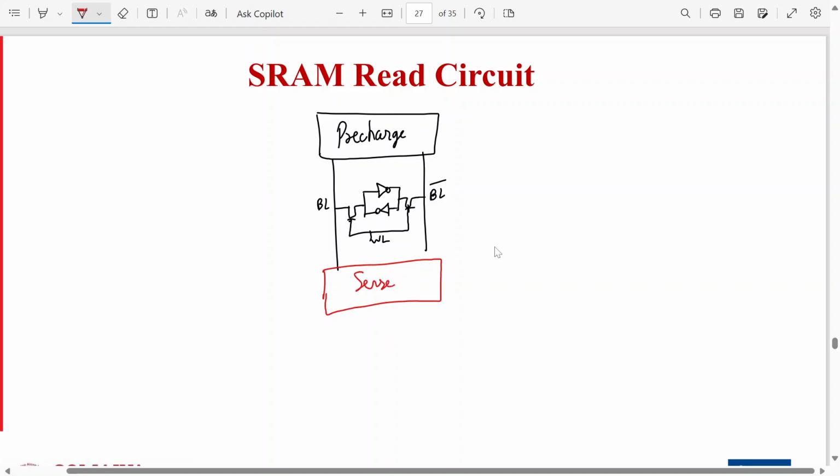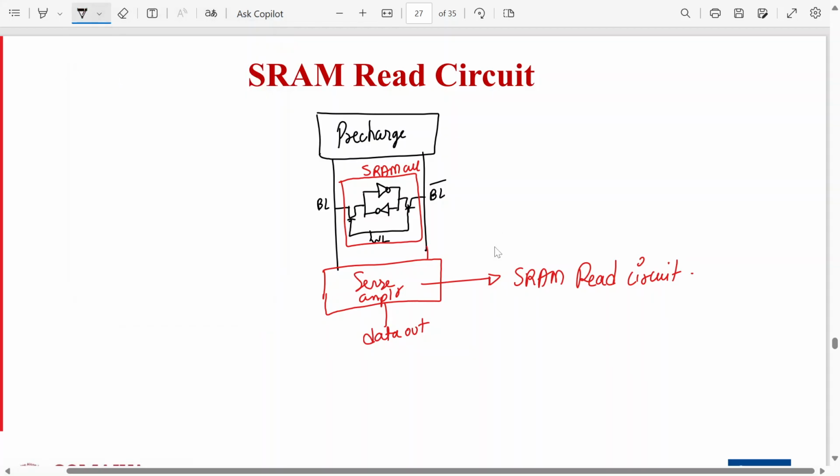This goes to a sense amplifier. And the sense amplifier output will be the data out. So what does the sense amplifier do? If BL is greater than BL bar, it will produce logic 1. And if BL is less than BL bar, it will produce logic 0. That is what we have assumed, right? So this sense amplifier is nothing but the SRAM read circuit. So that will read the data from this SRAM cell. This is a 6T SRAM cell. Yes or no? So this is where the sense amplifier is.